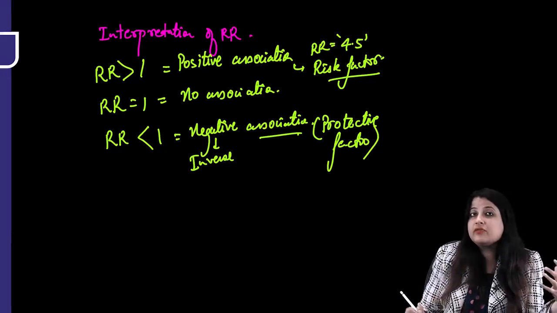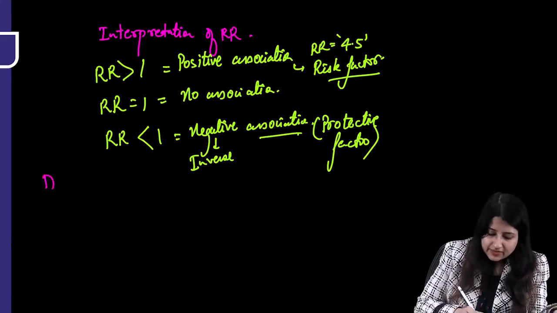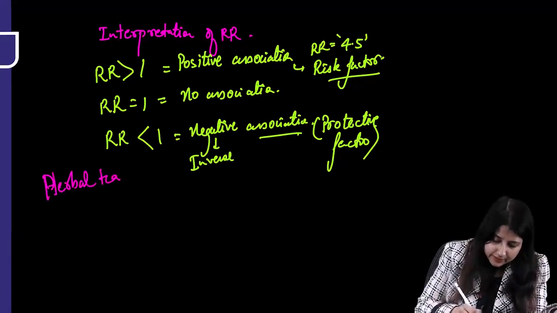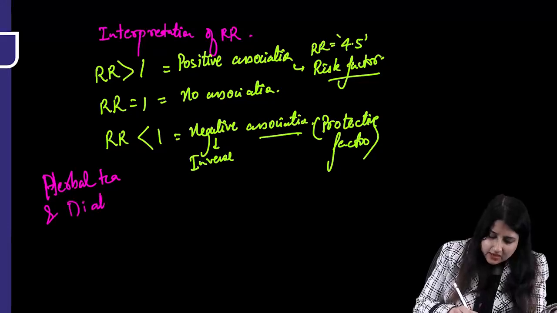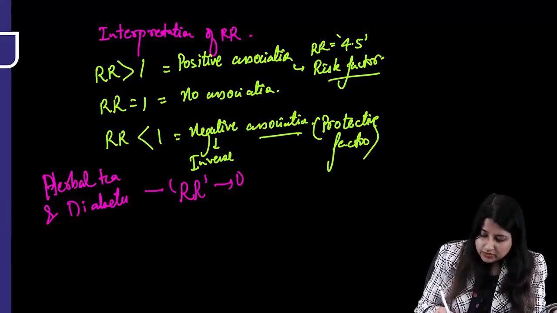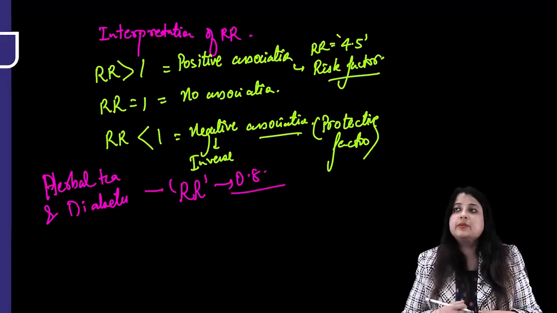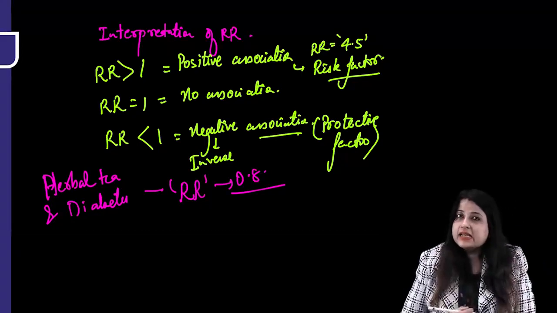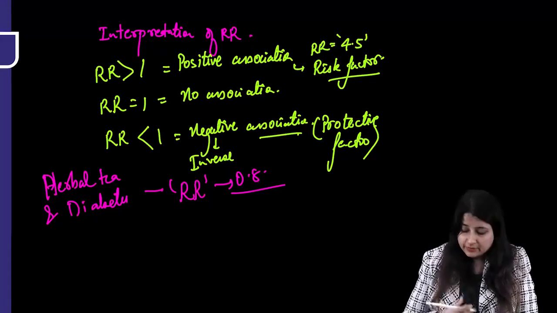Like there came a question, we were studying the association of, let us say, herbal tea and diabetes. Now in this the question was risk ratio. Okay, RR or risk ratio was 0.8. So what will you interpret? Is herbal tea a risk factor for diabetes? Does herbal tea have no association with occurrence of diabetes? Or is herbal tea a protective factor?